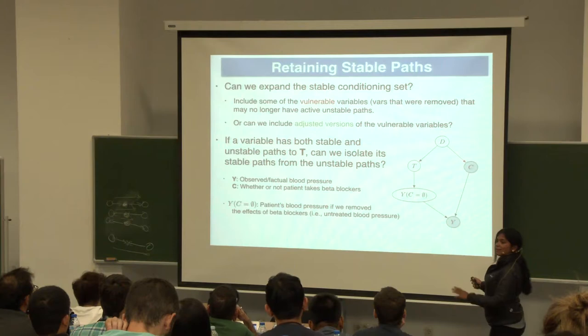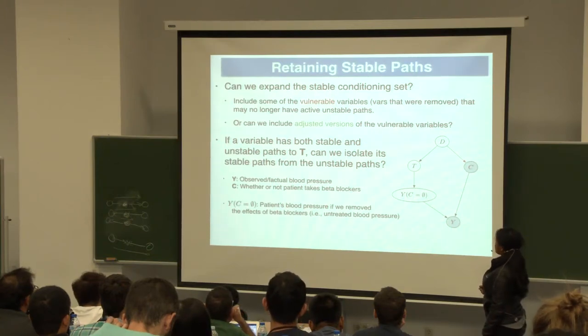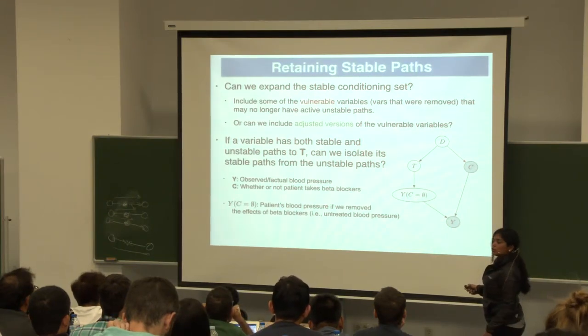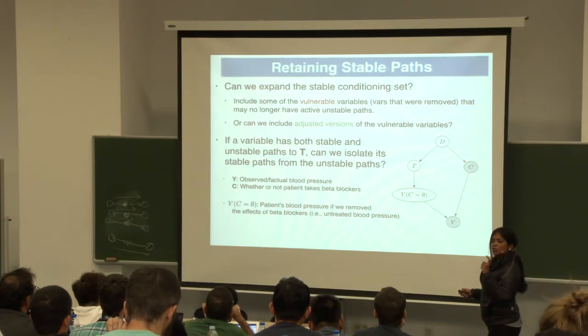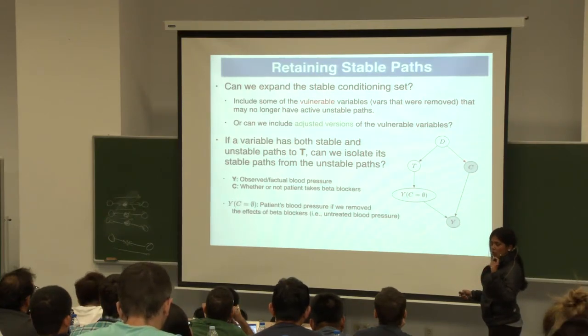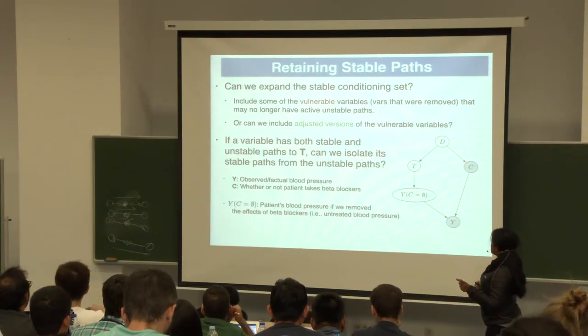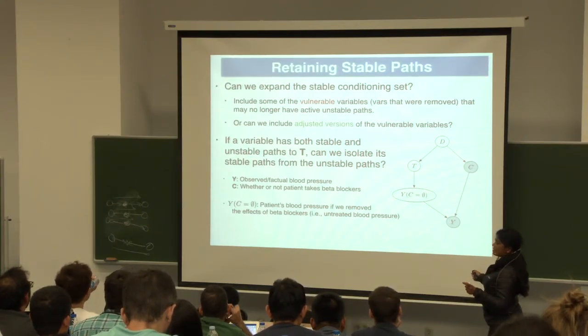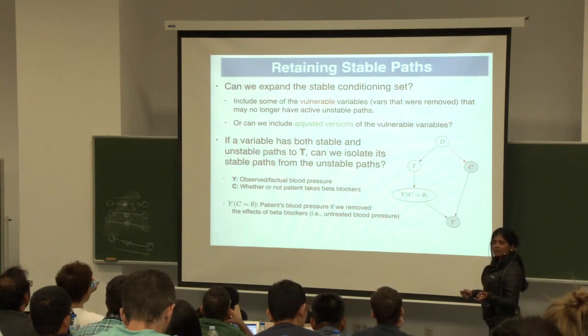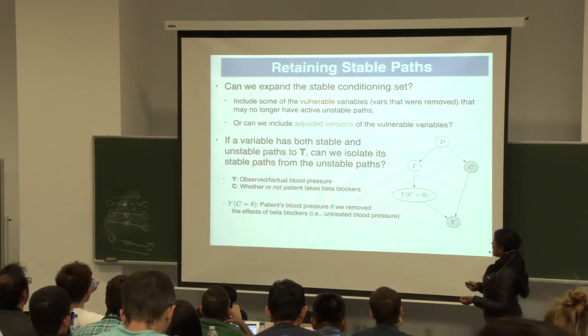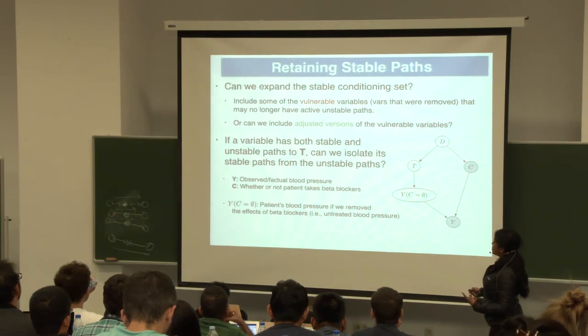And in order to do that, the particular trick we use here is to add new features. These new features have a particular property. They're what we call counterfactual variables. Once you add these new features, they allow you to block these unstable paths and keep the stable paths. Okay? So in this particular graph, here's my intuition of what a new feature is.